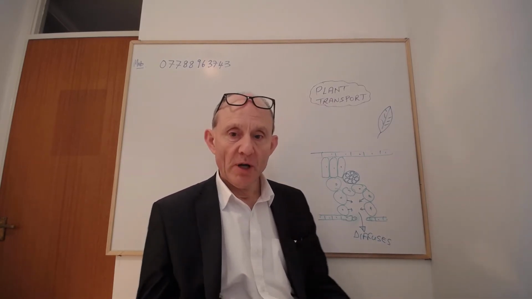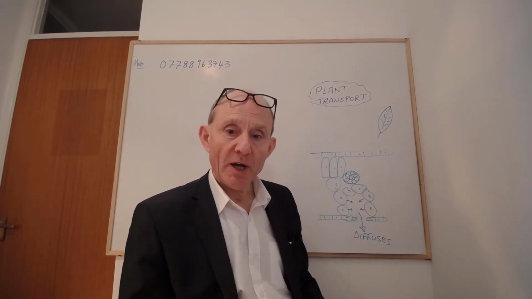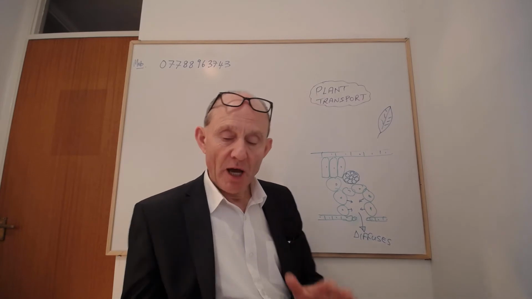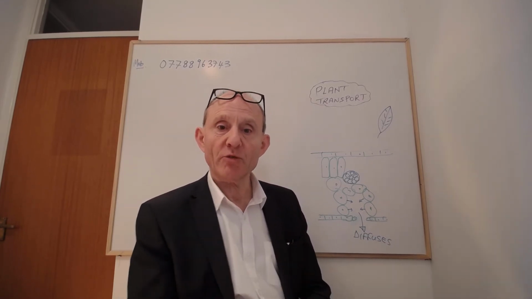So that's the first 2 points here: the water is evaporating off the surface of spongy mesophyll cells into the airspace, and then it's diffusing out through the stomata. And those 2 points make up a description of what we mean by transpiration.